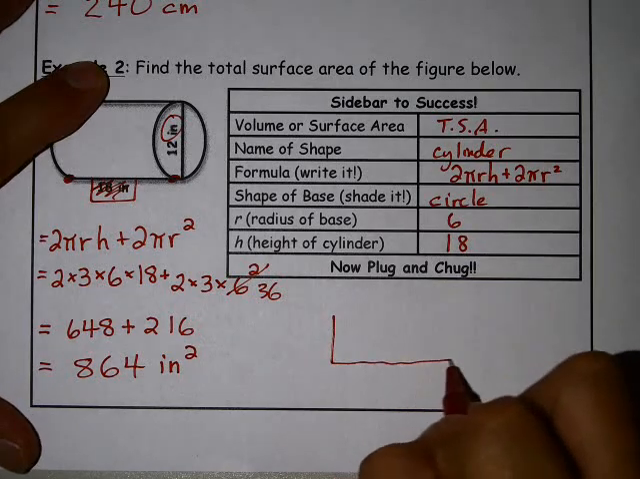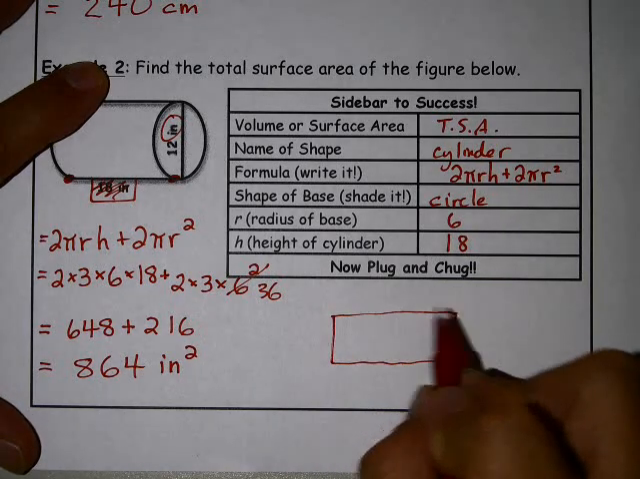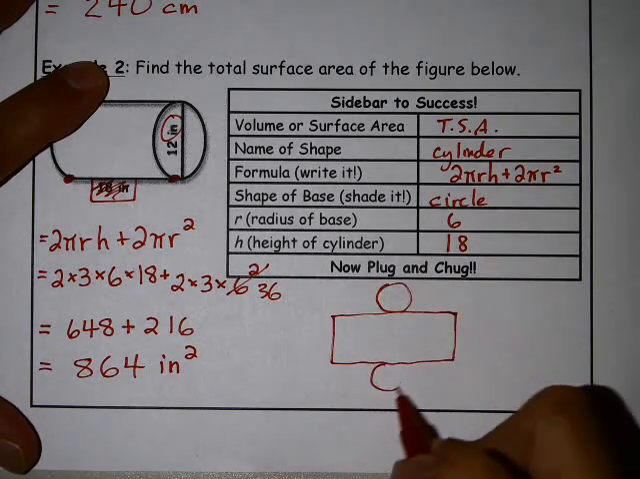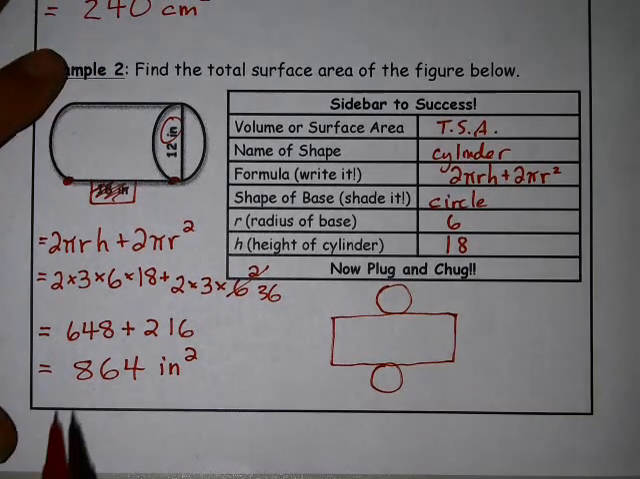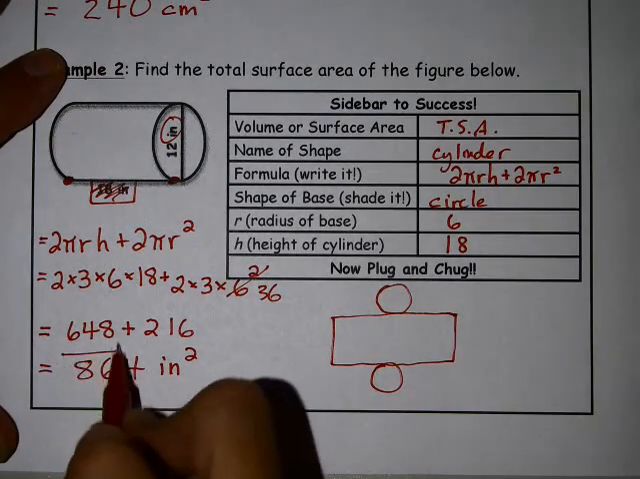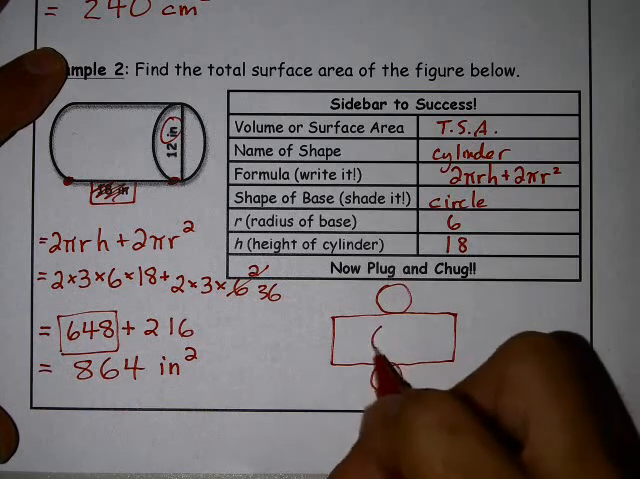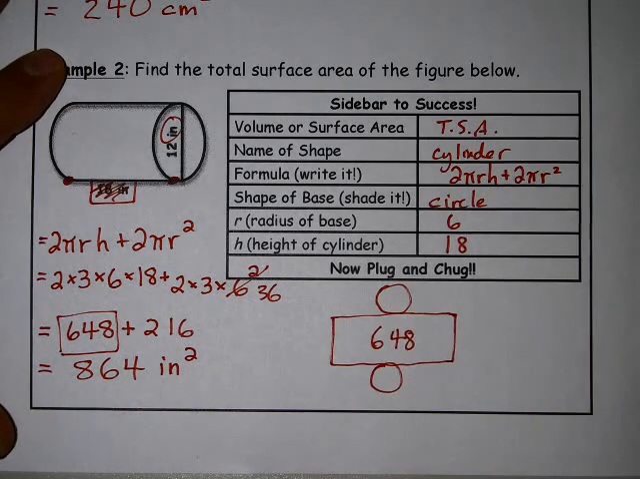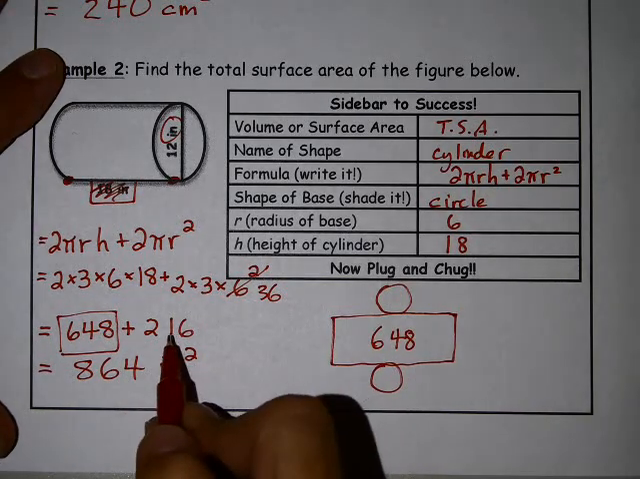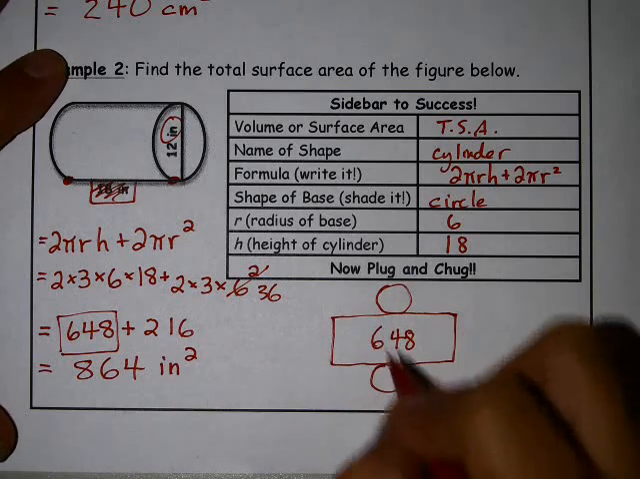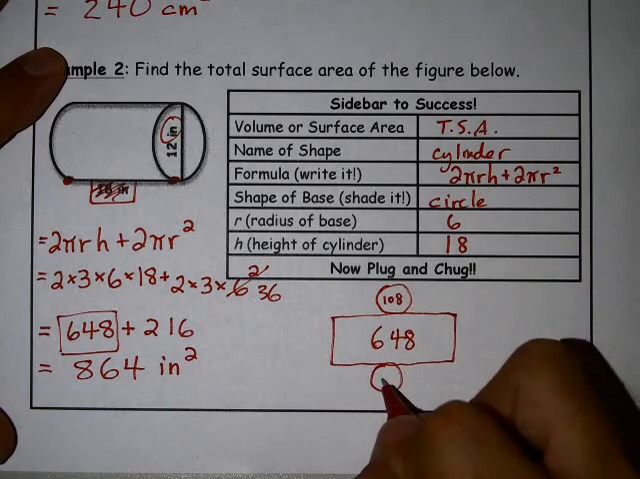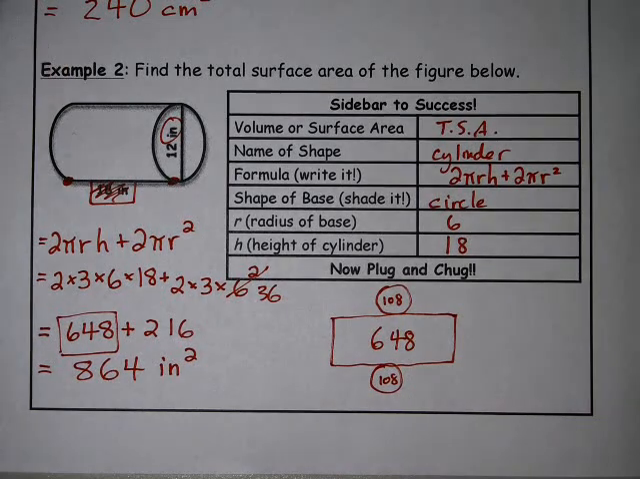So again, if I wrote this shape out, what it would look like, I got a circle here and a circle here. The lateral surface area is this area right here. The total surface area was 216, but that's for both of these circles. So that means this one was 108 and this one was 108. And that's how we basically did all of that. But again, we just used the formula.